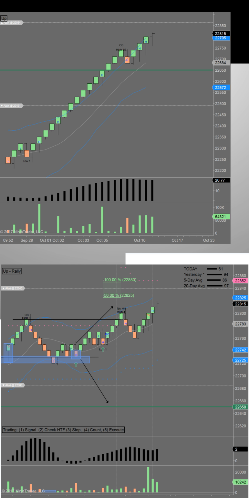So I think this is the reason why signals tend to work better on the higher time frame, by virtue of other traders on lower time frames looking at these higher time frames to identify levels to trade off of.